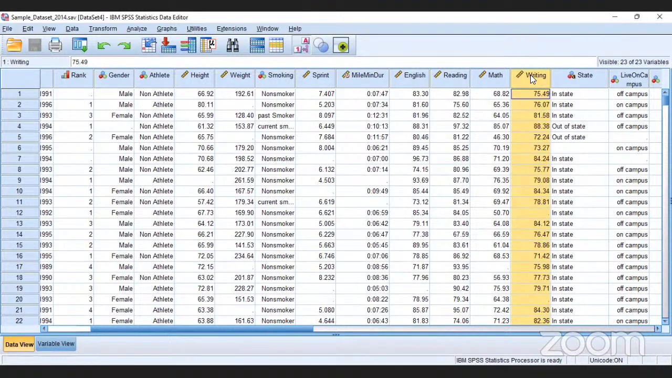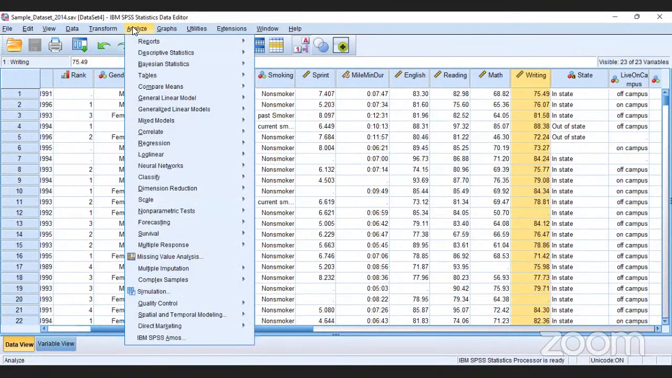Yes. So to do that, we still go back to our SPSS. We click on Analyze.